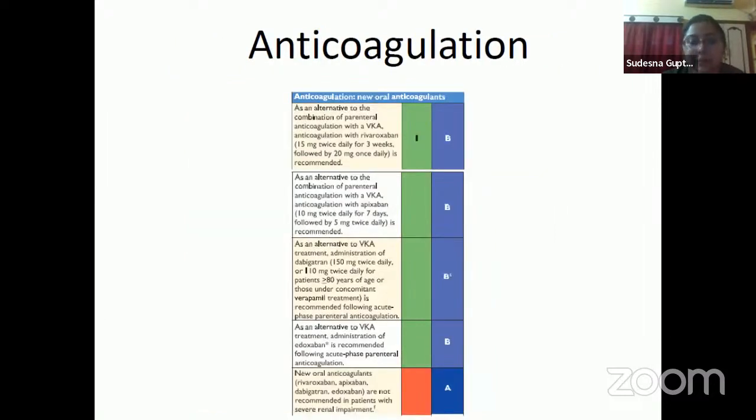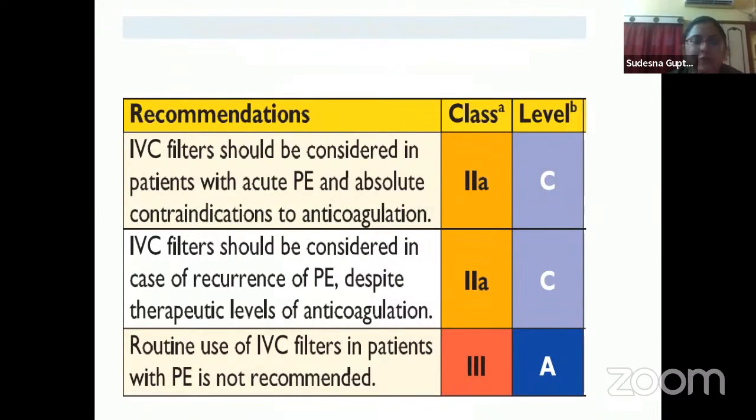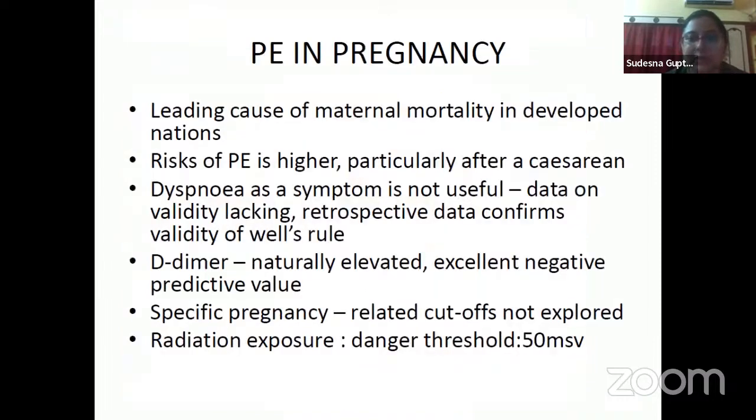On the new oral anticoagulants, the class 1 indication is as an alternative to VKA for VTE treatment. We may try rivaroxaban, apixaban, dabigatran, or edoxaban, and all of them hold class 1 indications. IVC filters should be considered in patients with acute PE and absolute contraindications to anticoagulation. IVC filters should also be considered in case of recurrent PE, but they hold a class 2A level of recommendation.